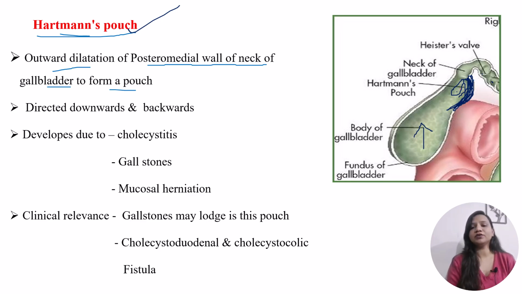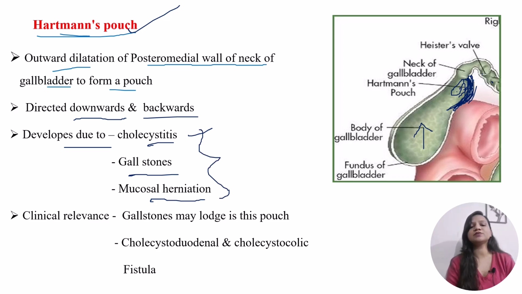One thing you have to keep in mind is that it more frequently occurs in elderly patients, and this Hartmann's pouch is directed downward and backward, and it develops due to cholecystitis. As I have already mentioned, there is inflammation of the wall of the gallbladder, which is called cholecystitis, due to the gallstone. So due to the presence of gallstone at the neck of the gallbladder, this condition starts occurring, and also there is mucosal herniation. So all these conditions together are responsible for the formation of Hartmann's pouch.